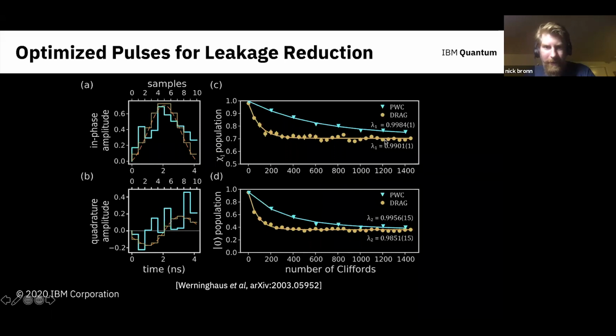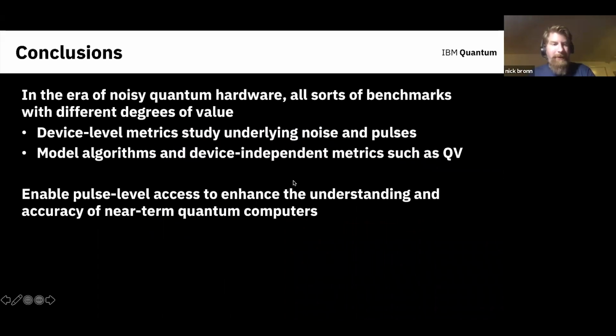And I imagine that this lambda has something to do with the measurements of that DRAG. But essentially, they were able to get a very substantial decrease in the amount of leakage using like a 4 nanosecond pulse, which is really, really short for superconducting qubit control. And so, in conclusion, we have all these device level metrics.